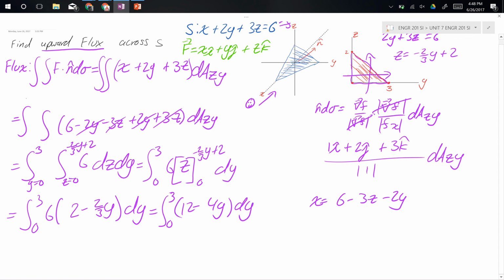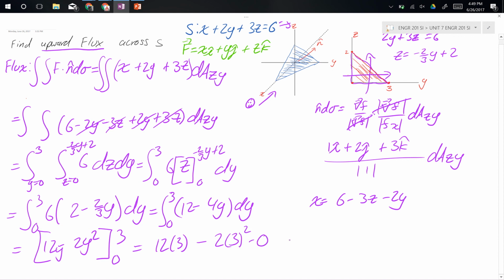Now we can integrate y. So this becomes 12y minus 2y squared, from 0 to 3. This will equal 12 times 3 minus 2 times 3 squared minus 0. So this becomes 36 minus 18, which equals 18. All right, I think that's pretty much it for the problem.